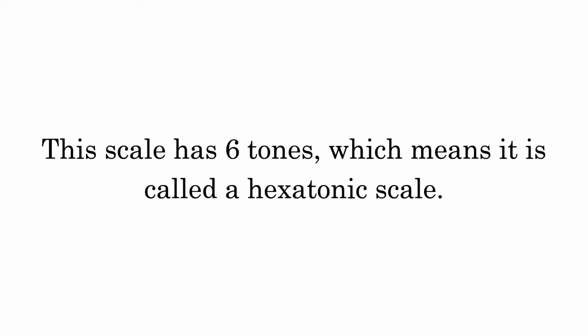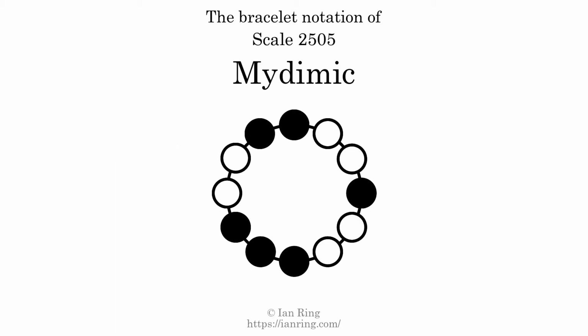This scale has 6 tones, which means it is called a hexatonic scale. This is a bracelet notation diagram of scale 2505. The shaded circles represent tones that appear in the scale, and they are read clockwise, starting at the top.